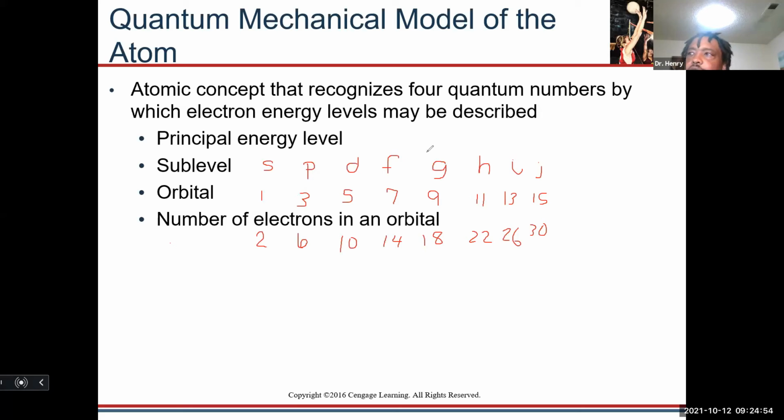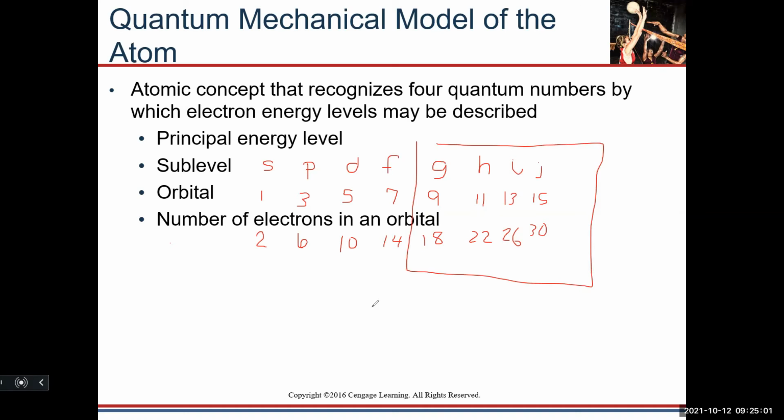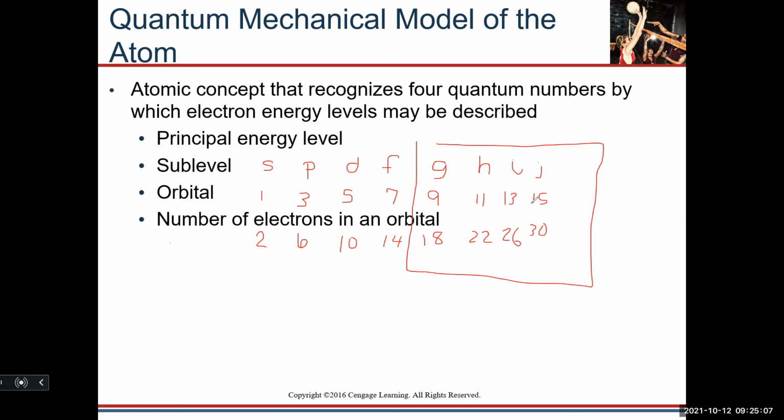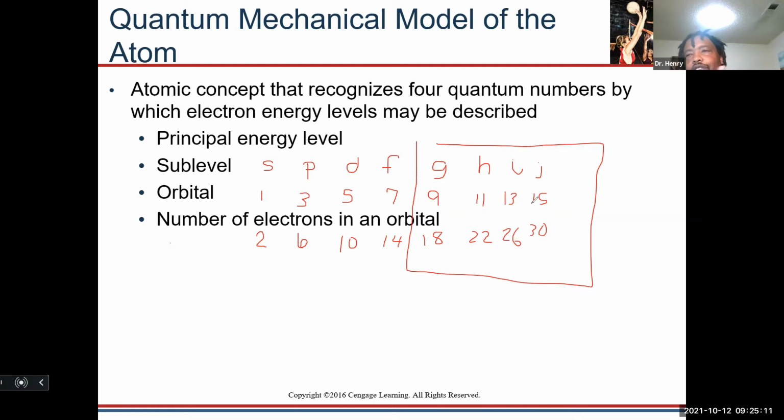Okay, now, fortunately for us, we only have enough elements to go to the F, okay? We haven't got to the G yet, or the H, or the I. So those are all just theoretical, okay? But I like putting them on the test. See if anybody pays attention to anything that I say. So we have the S, the P, the D, and the F.